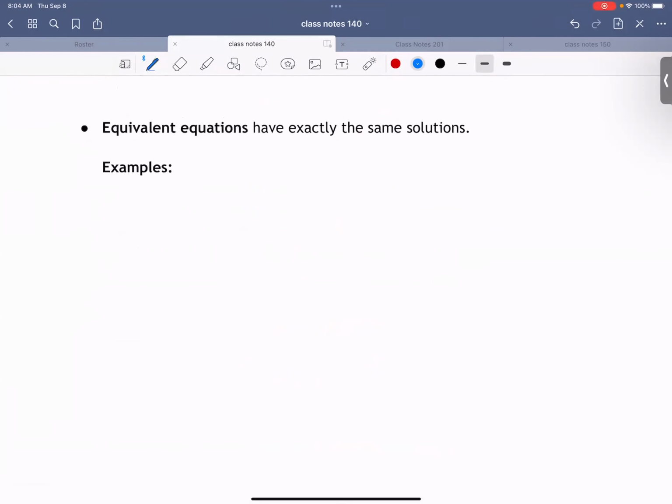Okay, now there's different types of equations. One of them we'll call equivalent equations, and these are sets of equations that have the same solutions. Is there anyone who could give me an example of two equivalent equations? Okay, how about this one? x equals 2. Is there anyone who could give me an equation that has the same solution as x equals 2?